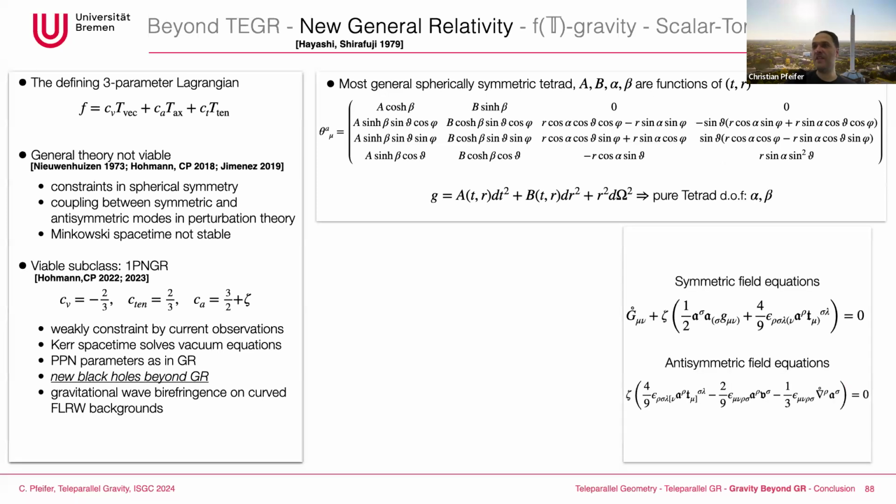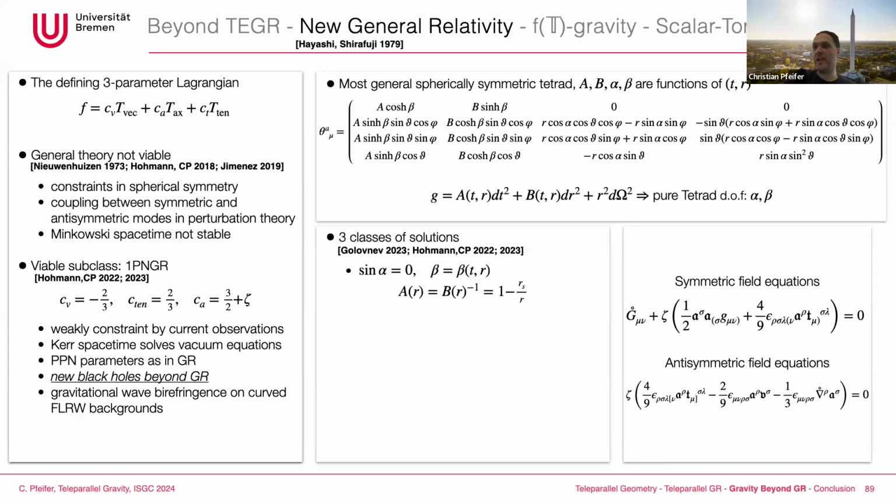Now if you put this in the field equations, solving the antisymmetric field equations basically determines alpha and beta, and then the remaining metric field equations determine A and B. And this can be done, and we get three classes of solutions. The first one is rather boring. We choose alpha such that sine alpha is 0 and an arbitrary beta, so beta is not fixed, this tetrad degree of freedom. And we get that only the Schwarzschild metric solves these field equations.